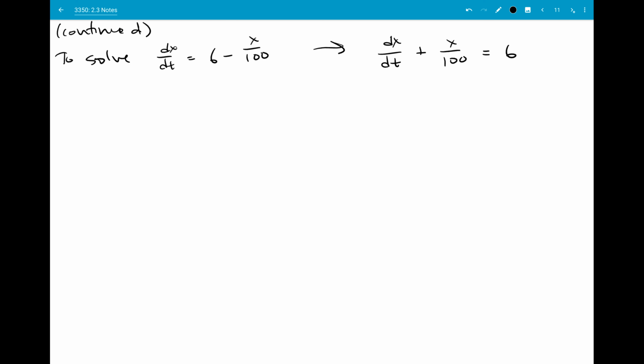Now I have this in that form of dy/dx plus p times y is equal to f, the form that we want to always look at this type of problem in. And so for us, p is equal to 1 over 100 and f is equal to 6. What's important to remember is that what we used to call y is x and what we used to call x is t. I know that changing notation can be confusing.